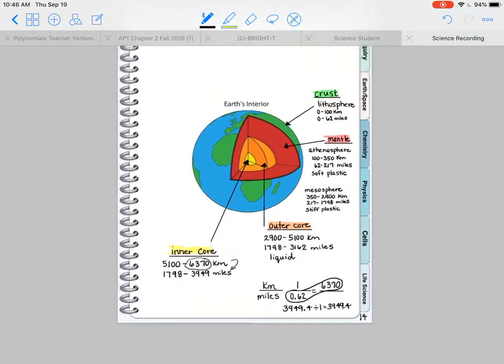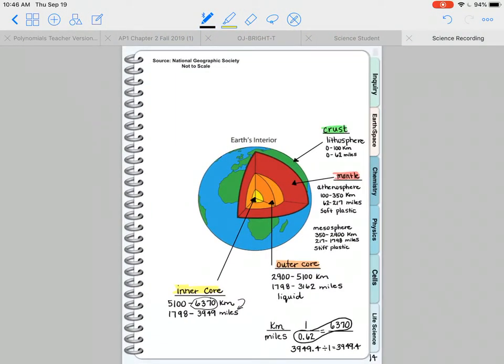Okay, here is your diagram of the Earth with the 4 parts labeled. And again, you don't have to memorize all those numbers. It's just to help you understand how the Earth is structured. In the next video, we will look at another diagram similar to this one, but we'll be talking about the layers of the atmosphere.